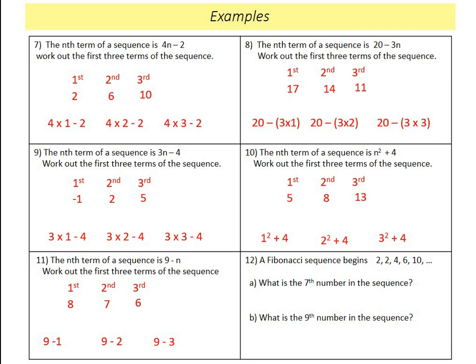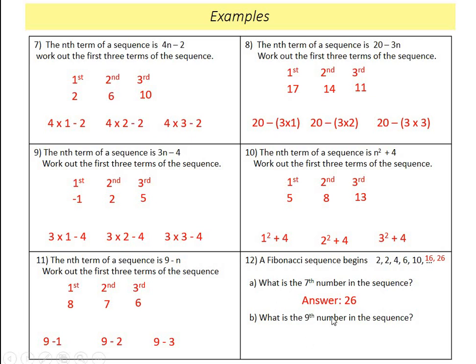And finally, a Fibonacci sequence begins 2, 2, 4, 6, 10. We need to find the 7th number in the sequence. So you need to look back at your definitions and know that in a Fibonacci sequence, the next term is found by adding the 2 previous terms. We've been given the first 5. So the 6th number in the sequence would be 6 add 10, which is 16. And then the 7th number would be 16 add 10, which is 26.